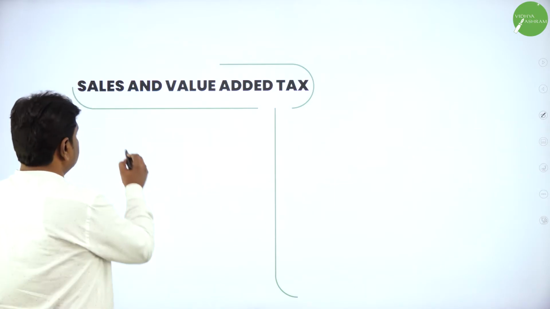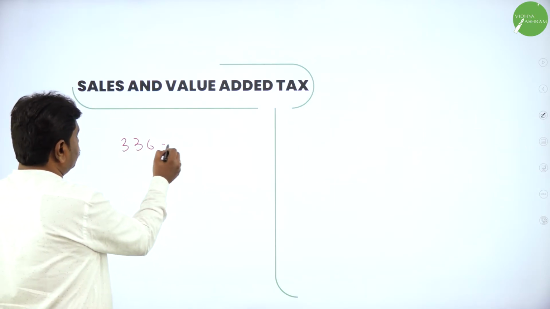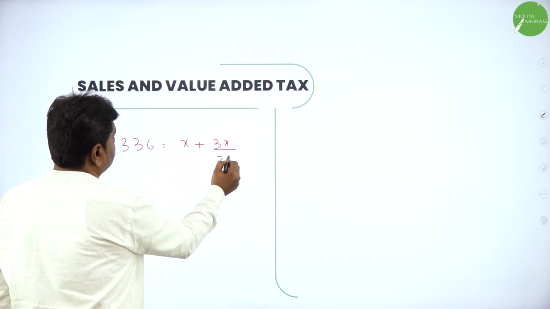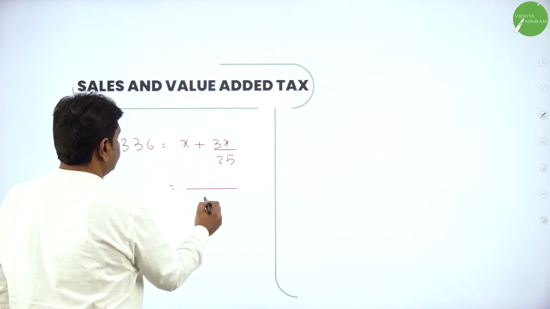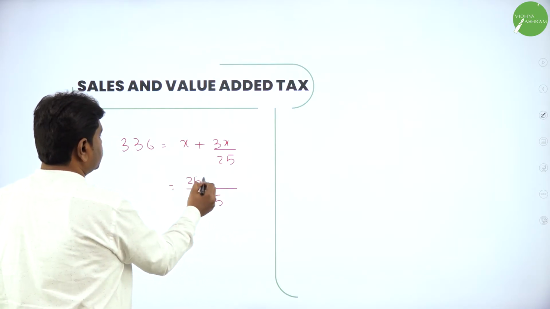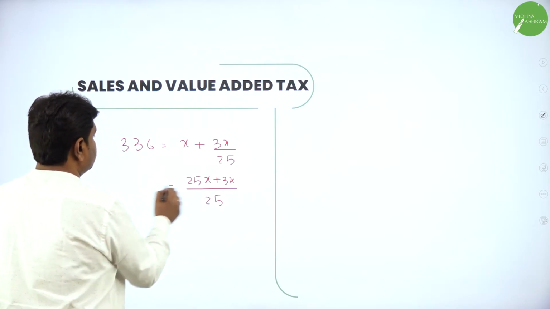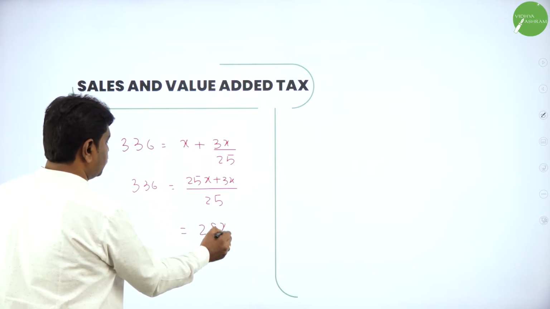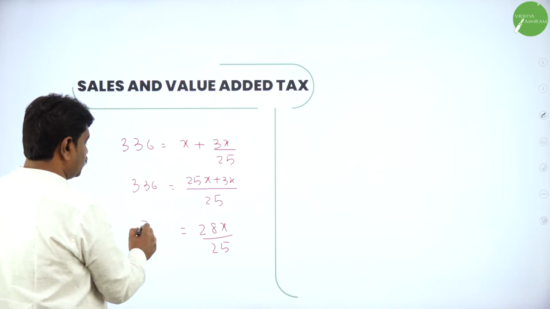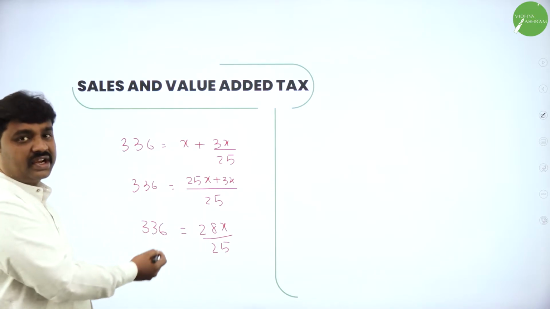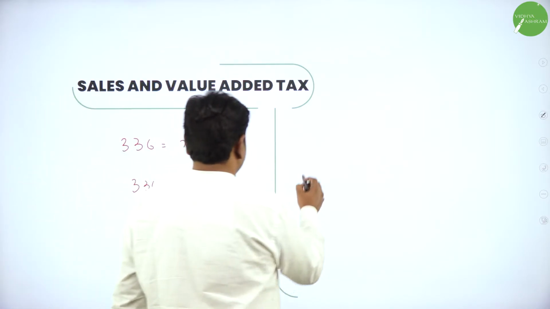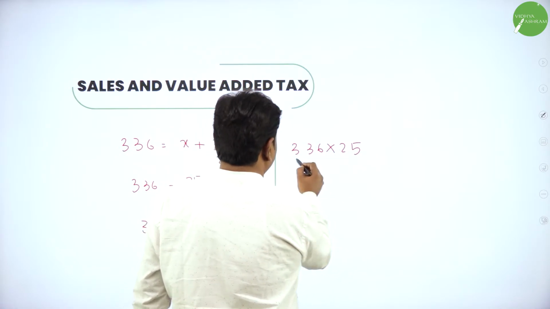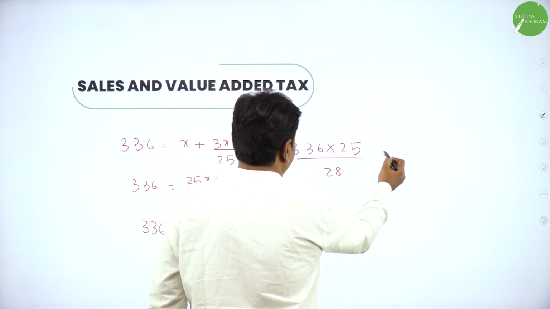Simplify this. So 336 is equal to X plus 3X by 25. We'll take the LCM, which gives you 25. 25X plus 3X, that is 28X divided by 25, is equal to 336. Rearrange this: 336 into 25 divided by 28 is equal to X.